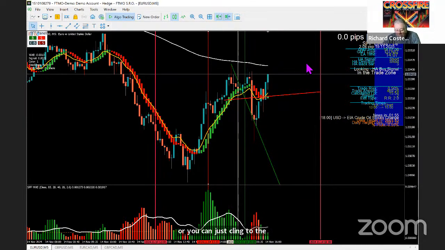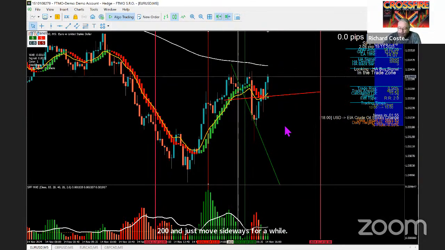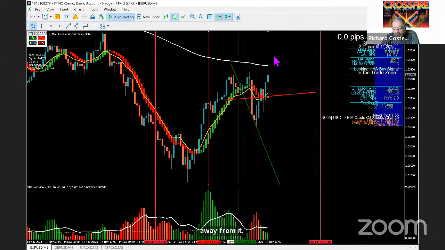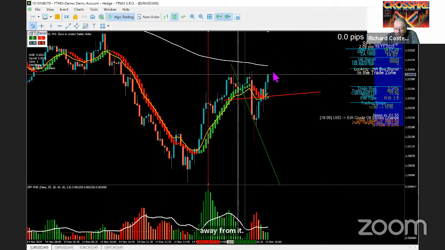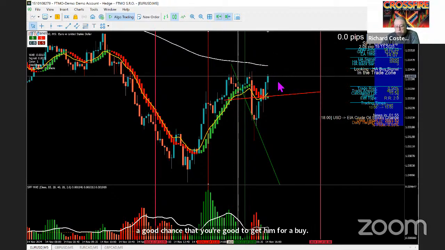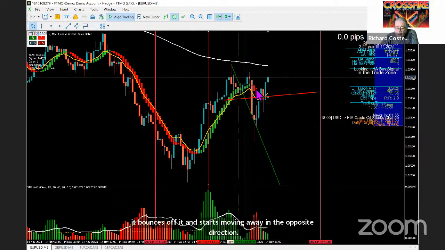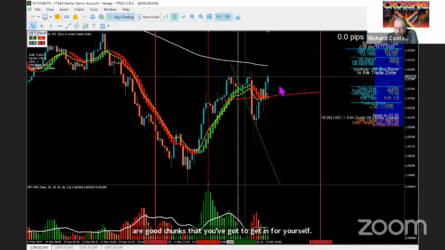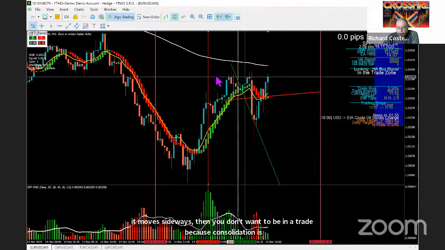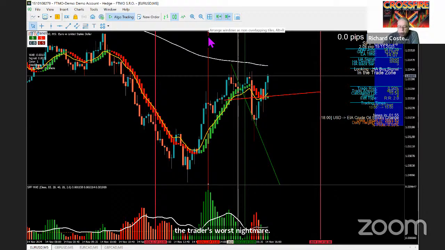I don't know what's going to happen, but if the 13 crosses over the 200 and starts to move away from it, there's a good chance that you're good to get in for a buy. If it bounces off it and starts moving away in the opposite direction, there's a good chance that you're good to get in for a sell. If it moves sideways, then you don't want to be in a trade, because consolidation is the trader's worst nightmare. So nothing much to report there.